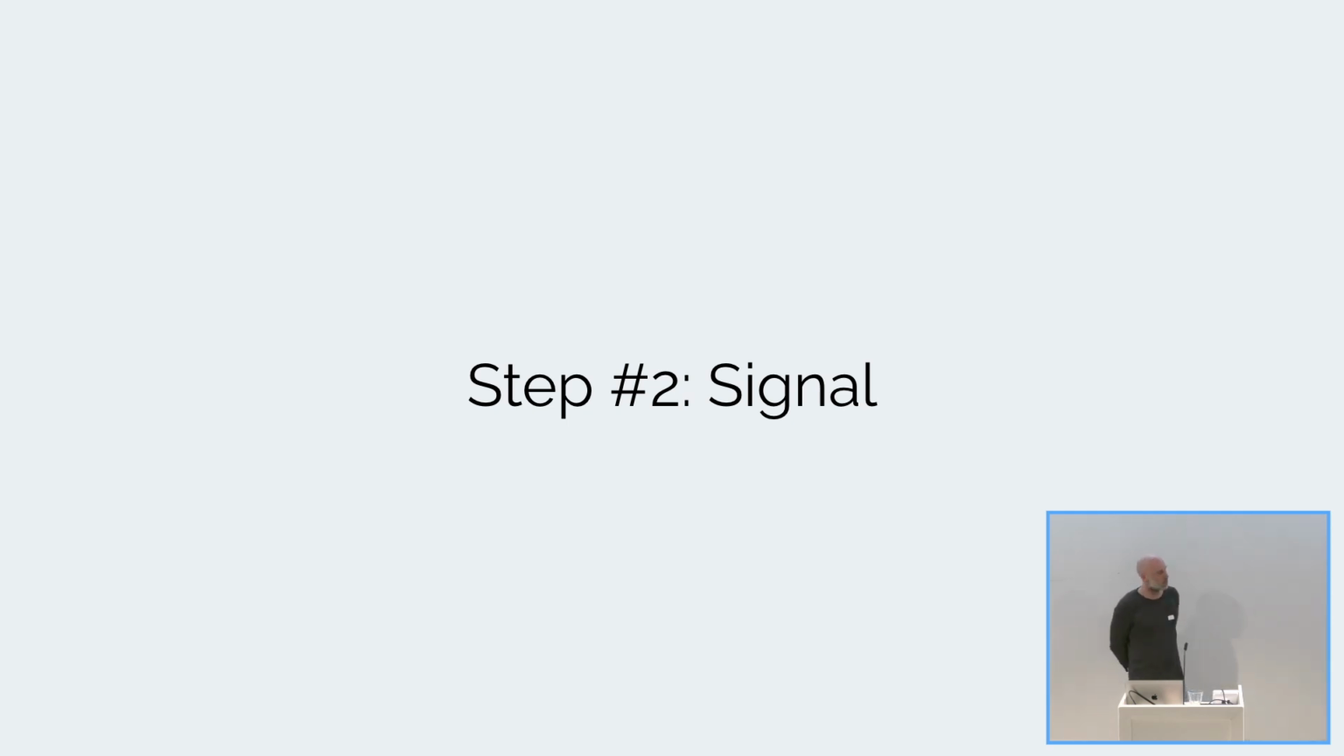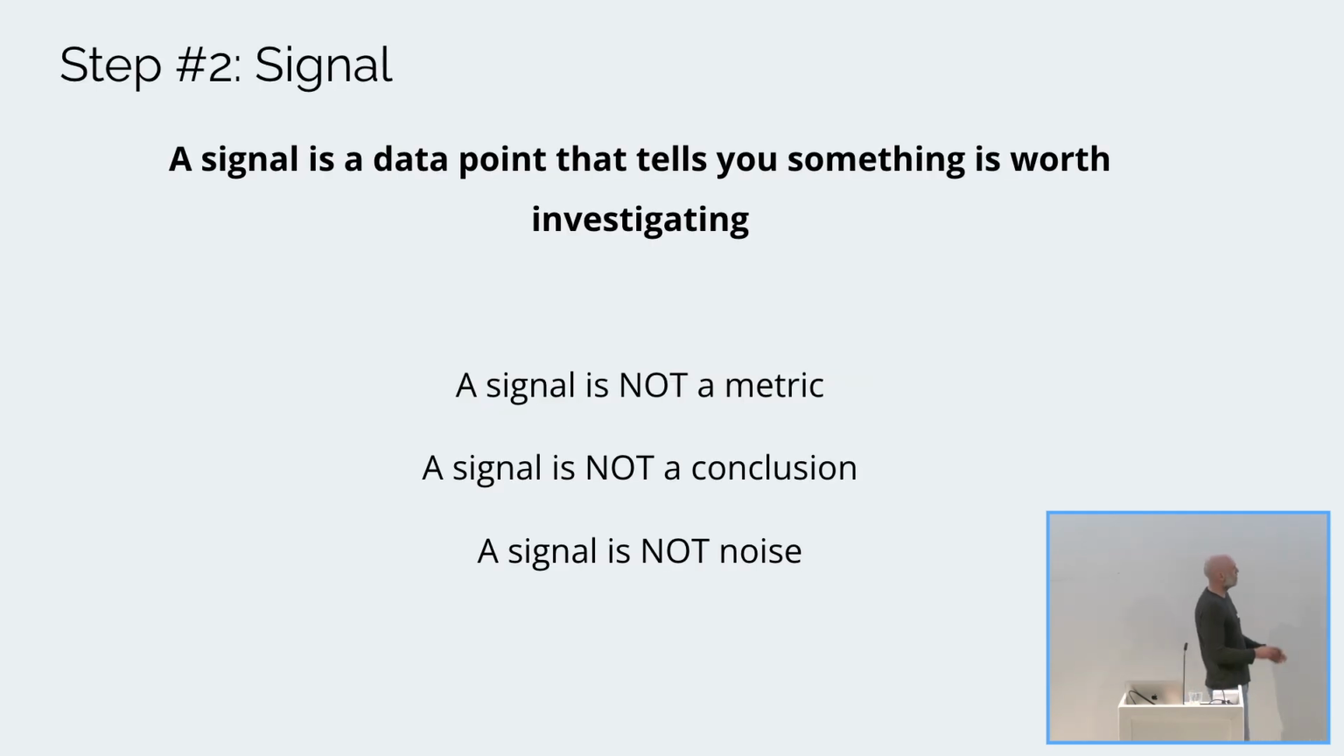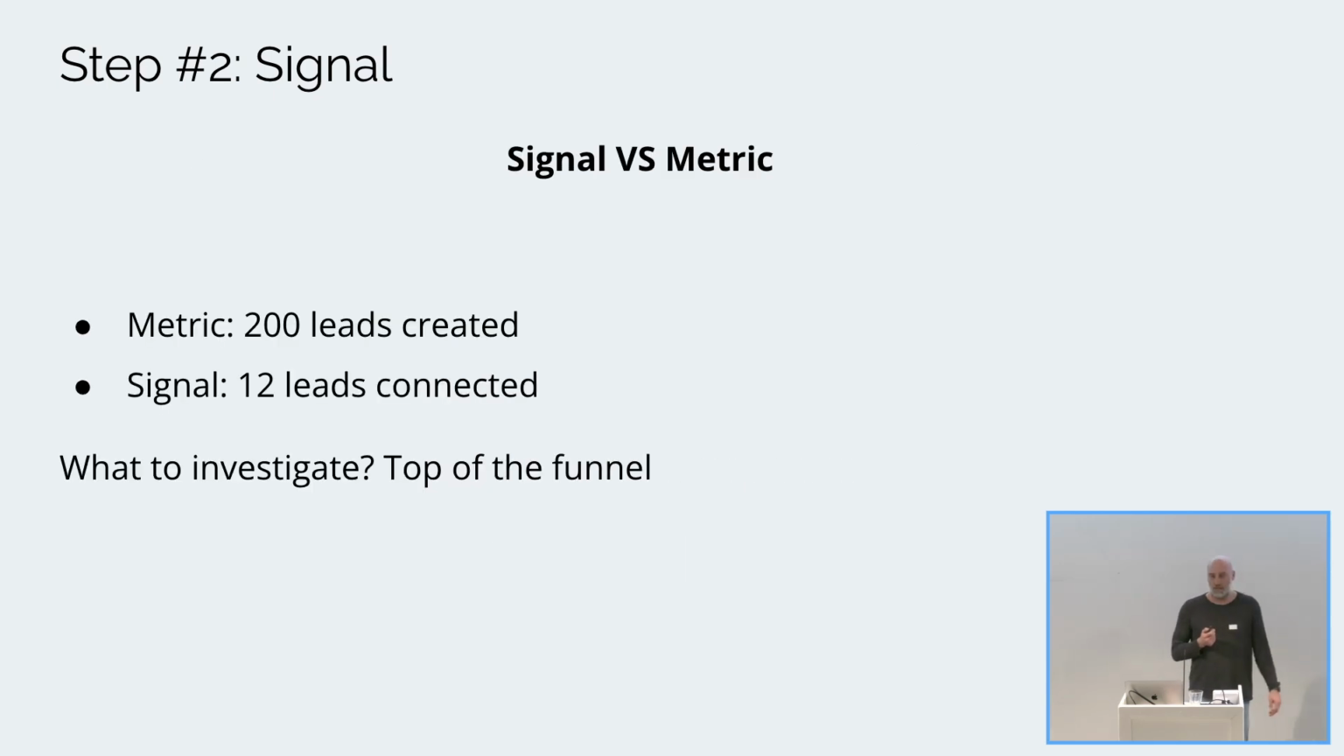Second step, signals. So, a signal is a data point that tells you something is worth investigating. You don't have an answer yet, but you know where to look. But a signal is not a metric, it's not a conclusion, and it's also definitely not noise. First of all, metric. So, if you have 200 leads created, that is a metric. It's just something, okay, we can see that. So that's basically a volume metric. But 12 leads connected, that is a signal.